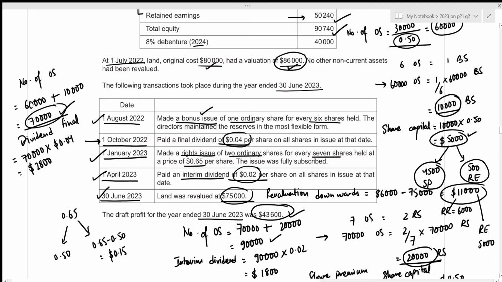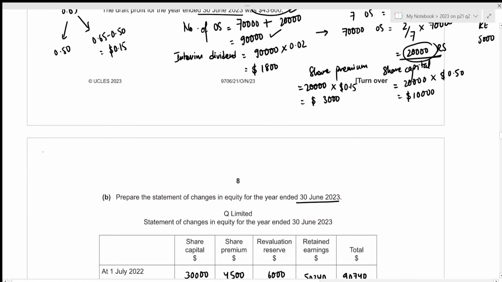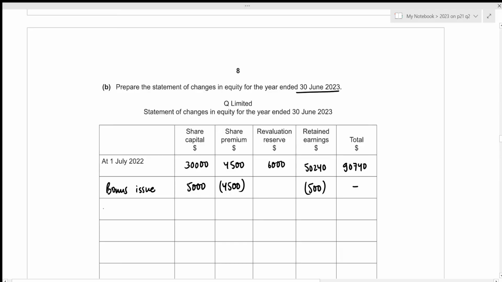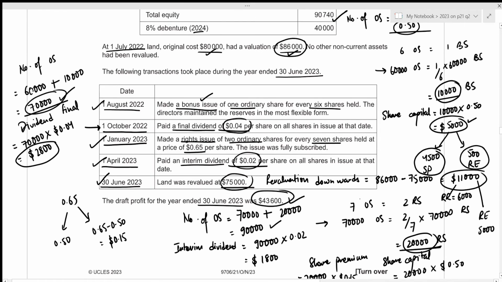The second transaction was a final dividend paid, and the amount was 2,800, which we always need to subtract from our revenue reserve, which is the retained earnings. Let's write it down. So that's the final dividend. We need to pay it out of the retained earnings, so we will be subtracting 2,800, and no other columns will be affected. That's all for the second transaction. Then we have a rights issue.